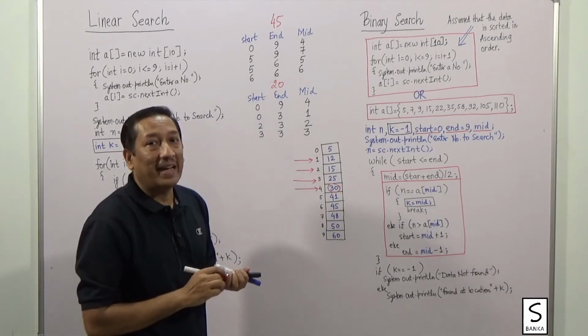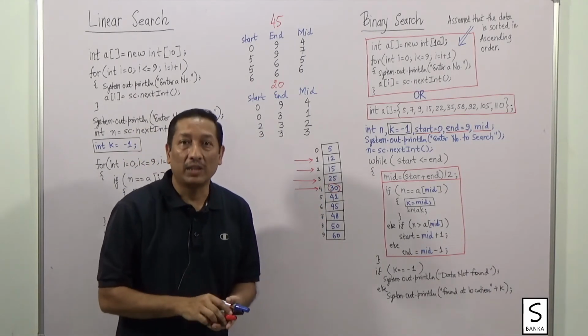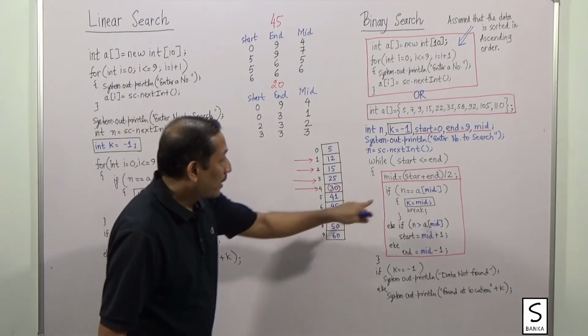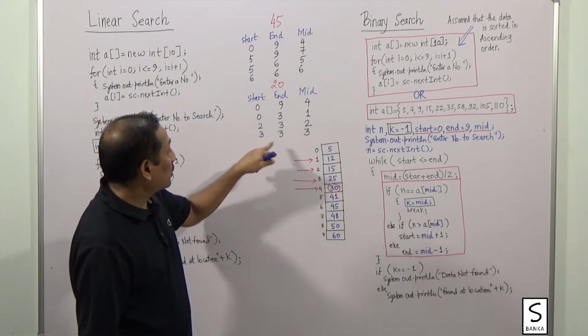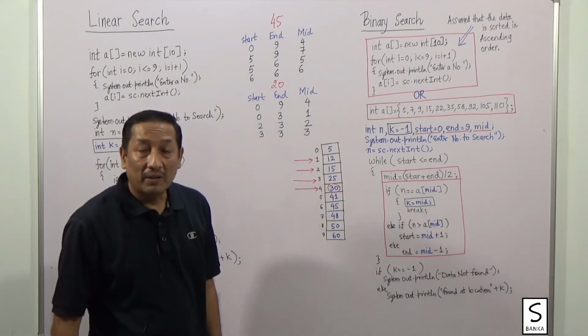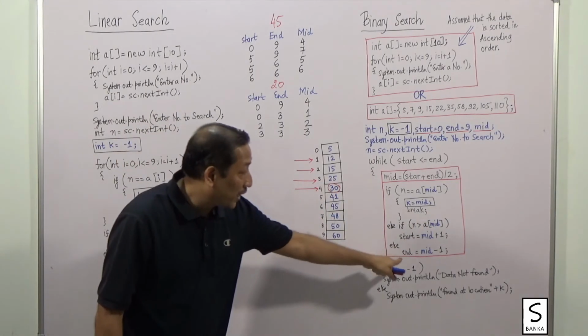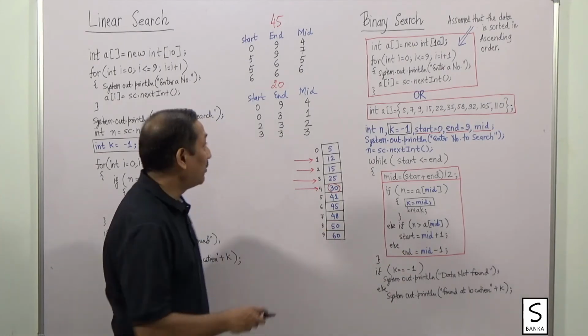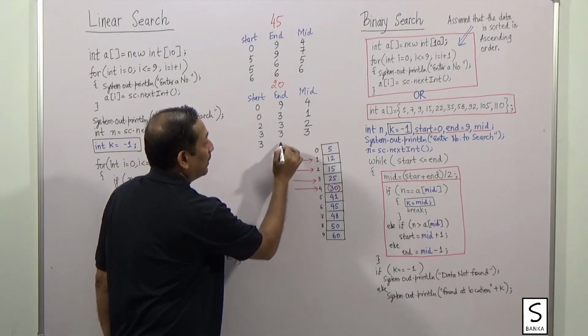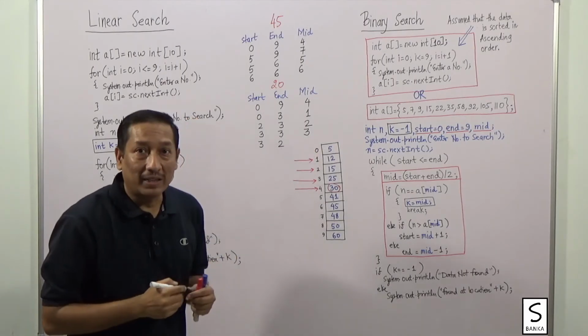Is my data at A3? Location A3, is it there? No, it is not there. Is 20 equal to A3, that is 25? No. Is 20 greater than 25? Once again, no. Hence the value of end needs to be changed. And the value of end now becomes, start remains 2, end becomes 3 minus 1, that is 2.